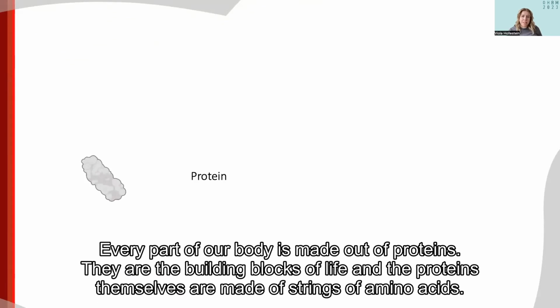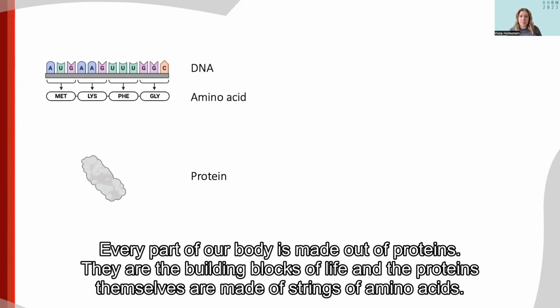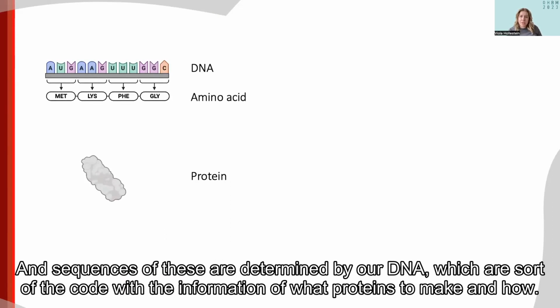Every part of our body is made out of proteins. They are the building blocks of life, and the proteins themselves are made of strings of amino acids. And sequences of these are determined by our DNA, which is sort of the code with the information of what proteins to make and how.